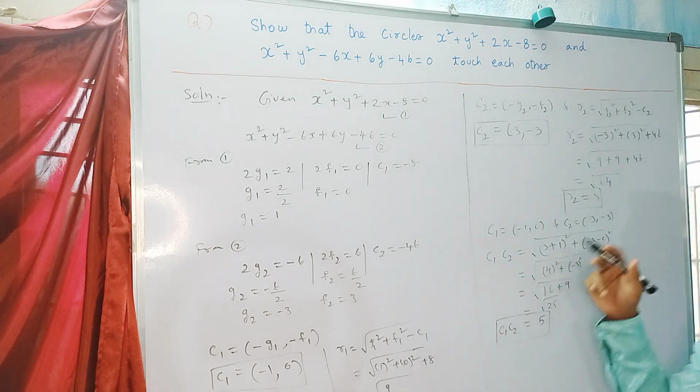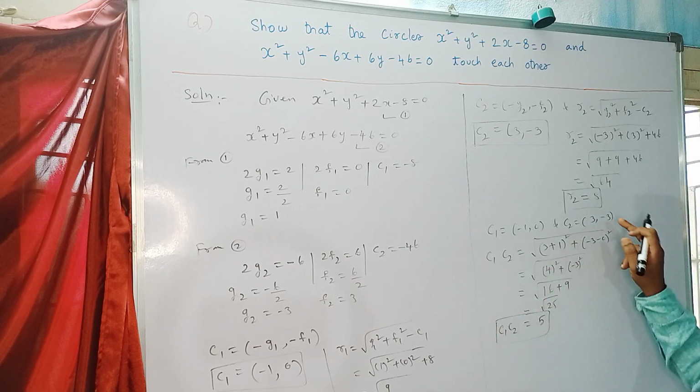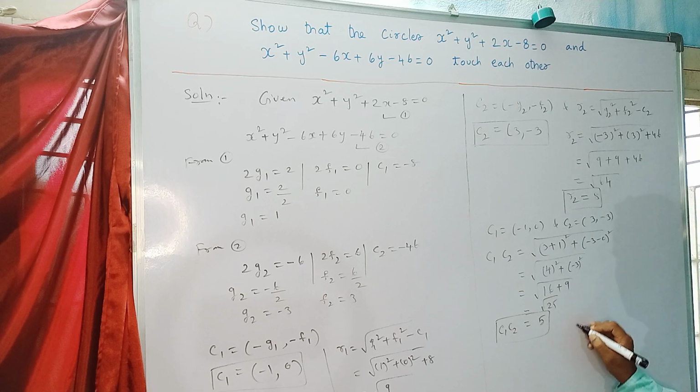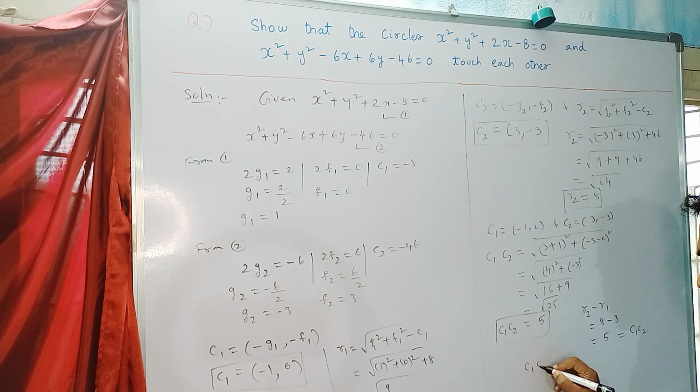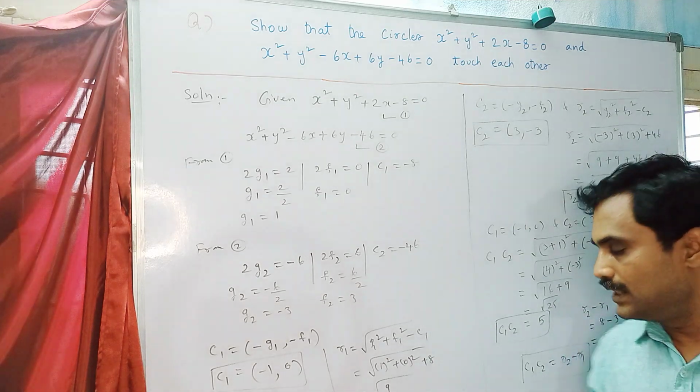Now you check the radius r1 r2, either you add or subtract. So r1 value is 3 and r2 value is 8. So the difference of this is equal to this one. So we can write r2 minus r1 equal to 8 minus 3, equal to 5. This is equal to c1c2. So therefore you can write c1c2 equal to r2 minus r1. With this you can conclude that the given two circles touch each other internally.